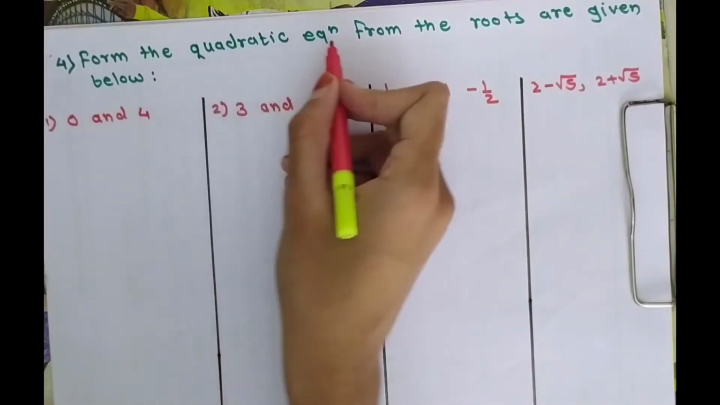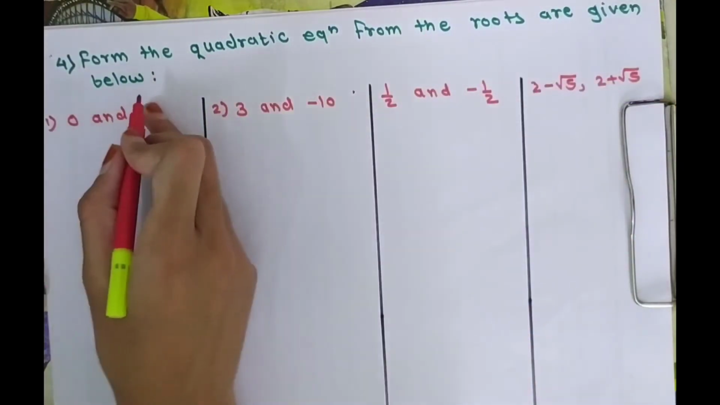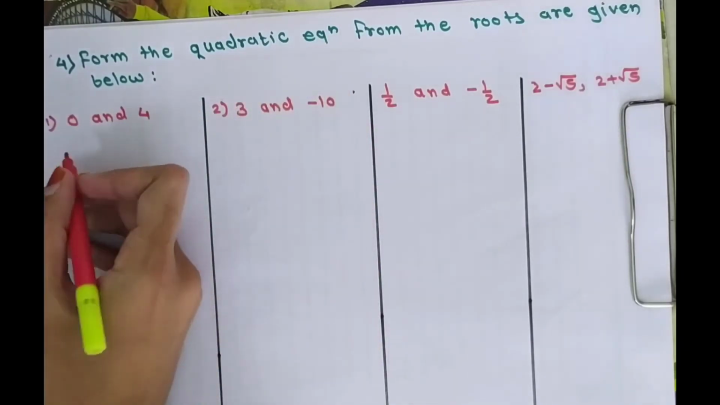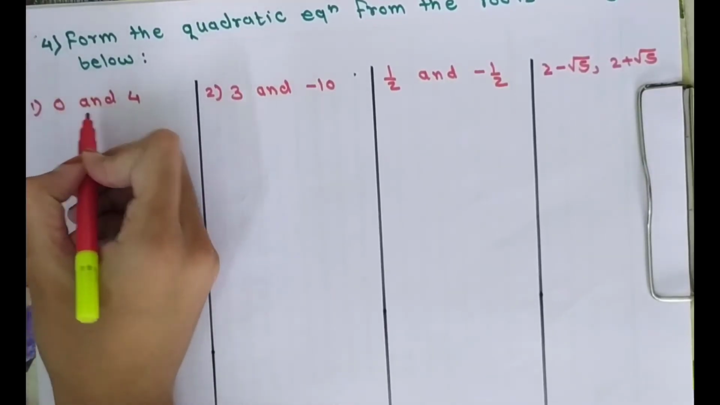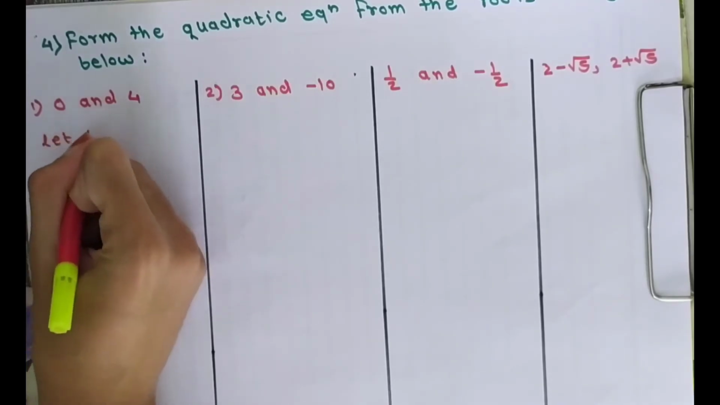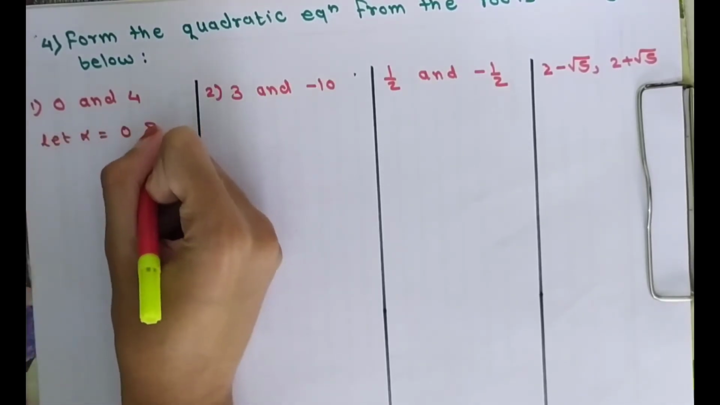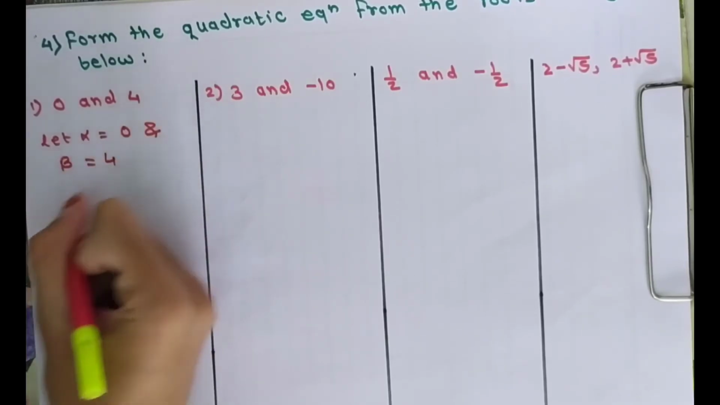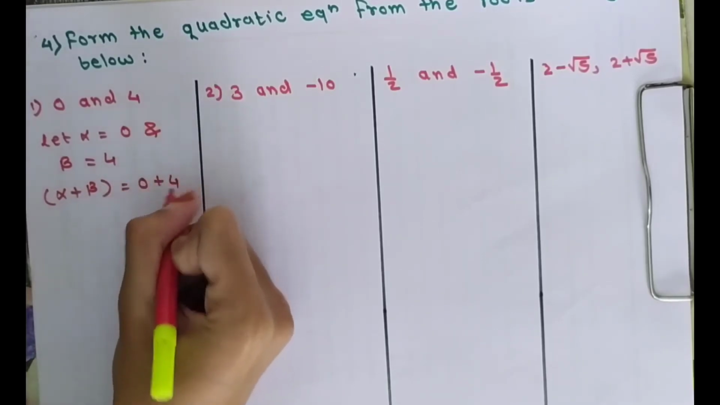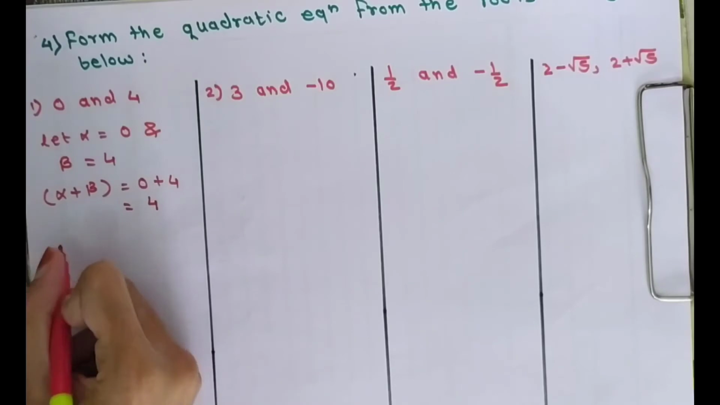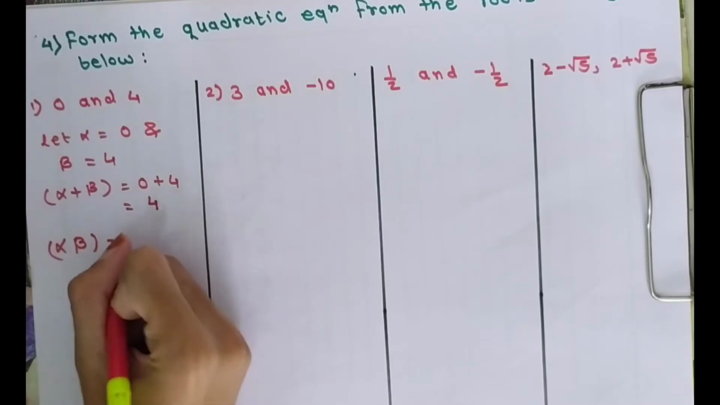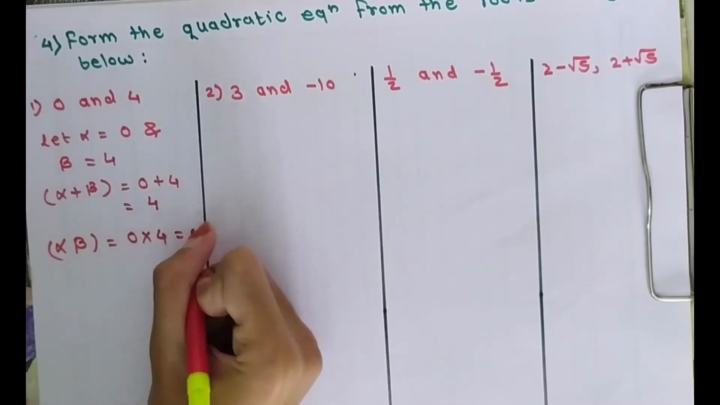Number 4 is: form the quadratic equation if the roots are given below. So, here roots are given and you have to find the quadratic equation. Roots are 0 and 4. So, let alpha is equal to 0 and beta is equal to 4. So, first find alpha plus beta is equal to 0 plus 4 is 4, and then alpha beta, the multiplication of these two. Then what? 0 multiplied by 4 is 0.